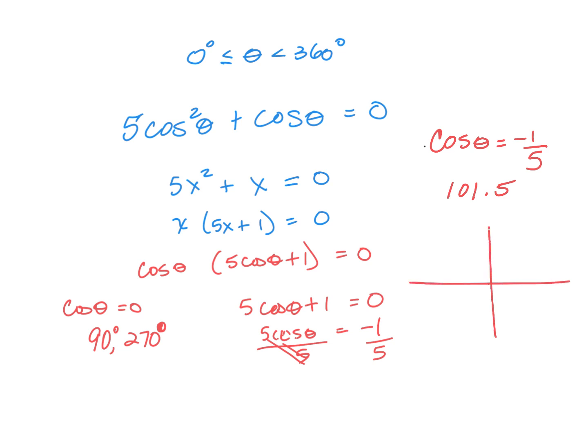101.5, here's your 90, is kind of up here, right? Might be even closer to the y-axis. How far is that angle from the 180? That is 180 minus that thing. Do it. So it's 78.5. This way would also give you a negative 1/5 cosine, because cosine is negative in the second and third quadrant. So I would take 180 and add 78.5 to it, and I would get 258.5, I believe.